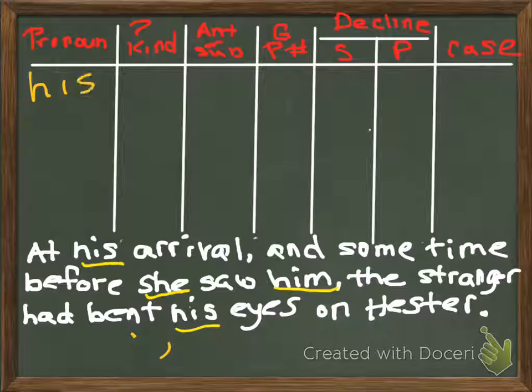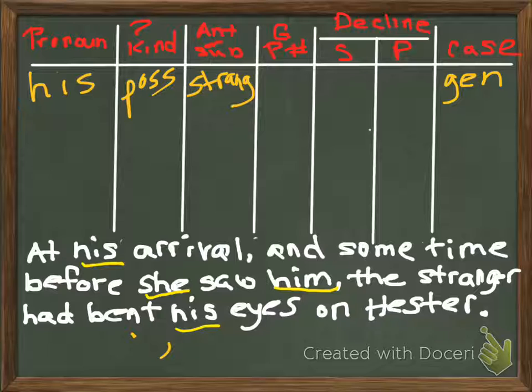Let's start at the beginning with his. We know it's the pronoun. We already said it's in a prepositional phrase and it's giving ownership of the arrival. So it is in the genitive or possessive case. So we know it is a possessive pronoun. And who is it referring to? What is its antecedent? Well, because it's out of order, if it was in the proper order, what would come before that would be the stranger. So stranger is what his is referring to.